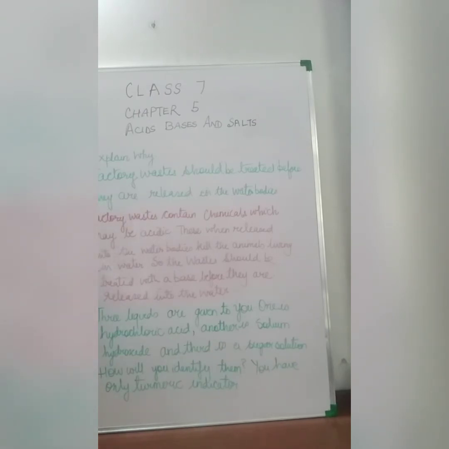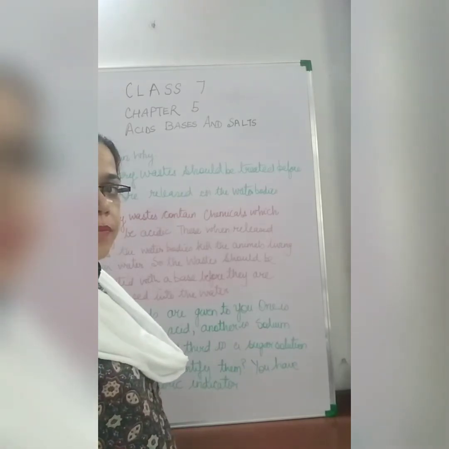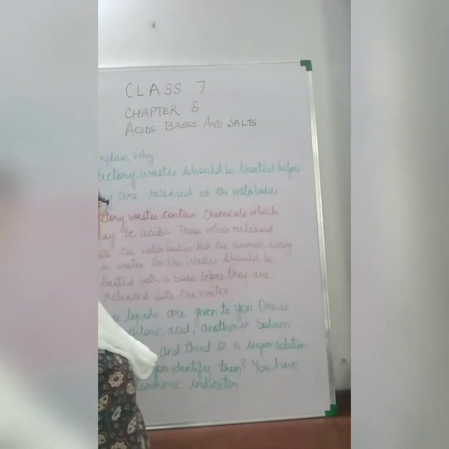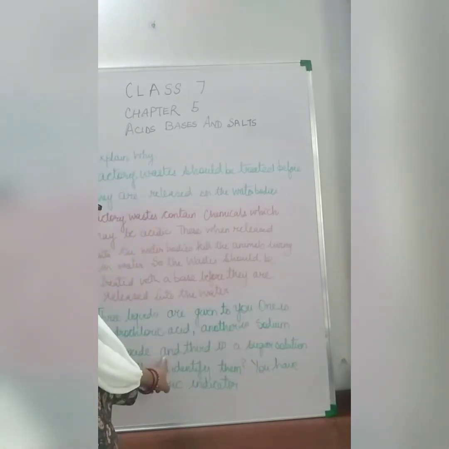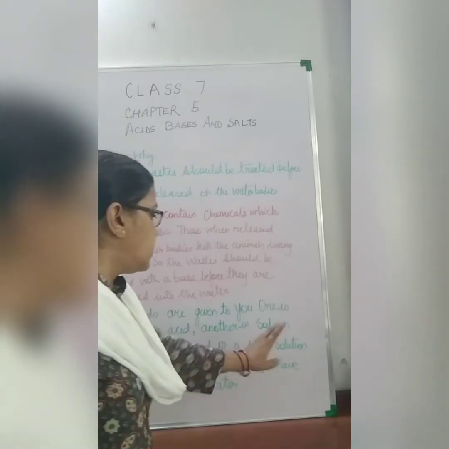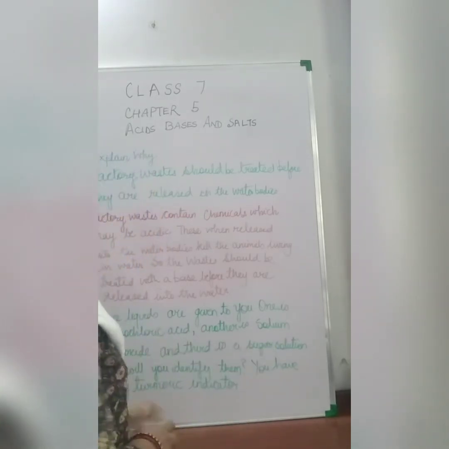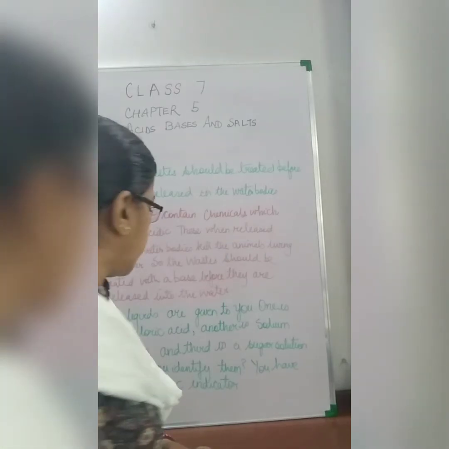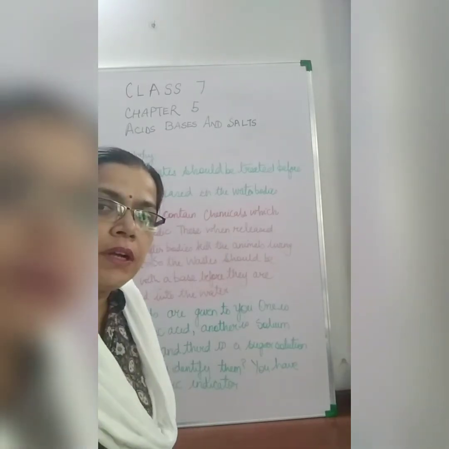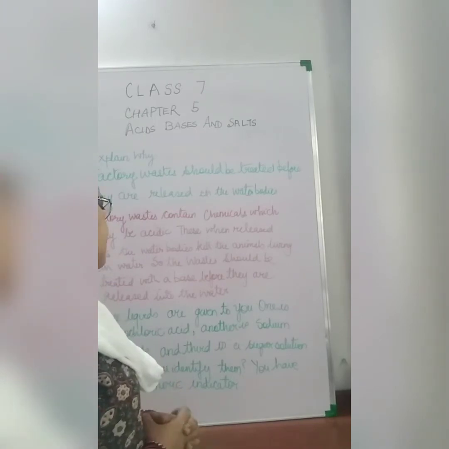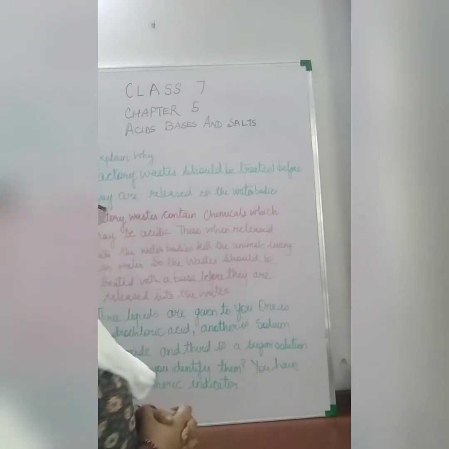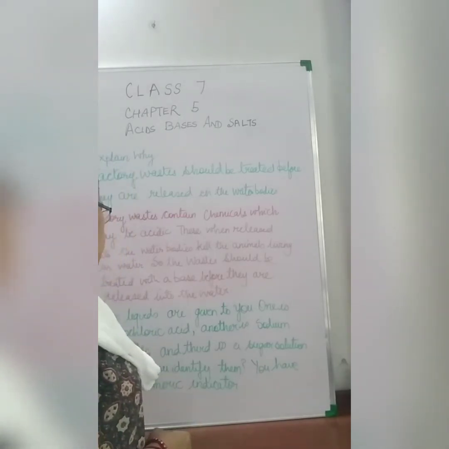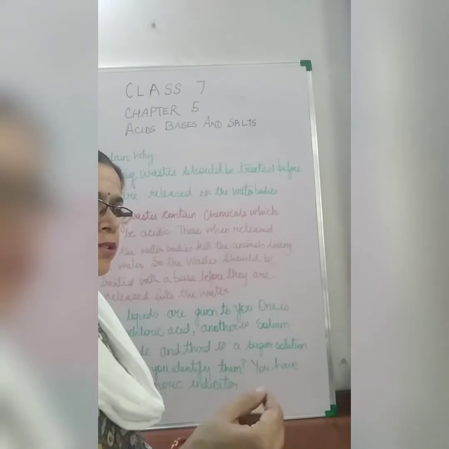After that, the next question, question number 9. 3 liquids are given to you. One is hydrochloric acid, the other is sodium hydroxide solution, third is a sugar solution. How will you identify them? You have only turmeric as the indicator. So here you will just take 3 strips of this turmeric indicator, have a dropper, then you will add one solution at a time.